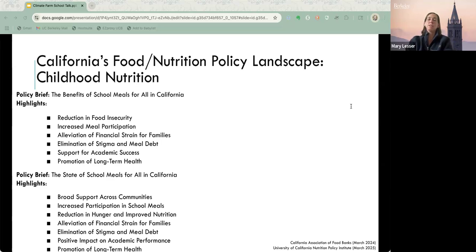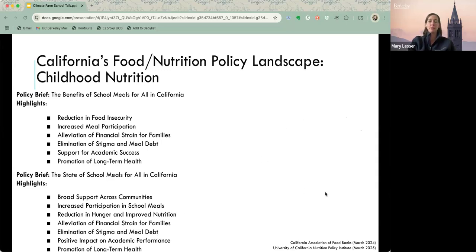And then the California Department of Education estimated that nearly 1 billion school meals will be served this next year. So for this year, wrapping up soon, they thought about 845 million. They're projecting that about 1 billion will be served by the end of the 2025-2026 school year. The other outcomes were very similar to the first policy brief around financial burden alleviation, reduction in hunger, and improved nutrition, stigma, and positive impact on academic performance and long-term health.